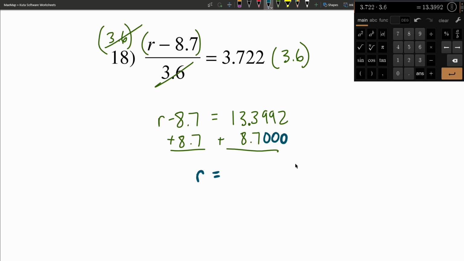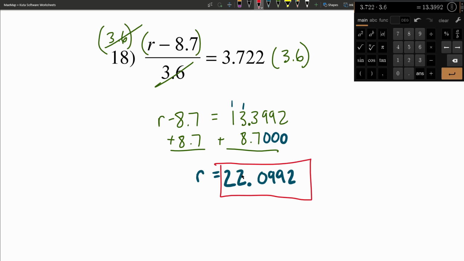Filling in my zeros as placeholders, we'll have a 2 followed by a 9, 9. 3 plus 7 is 10, so writing my 0, carrying my 1, keeping that decimal in line. 1 plus 3 plus 8 is going to be 12, so that's going to be 2. Carry my 1, 1 plus 1 is 2. So 22.0992 is my final solution for this worksheet.